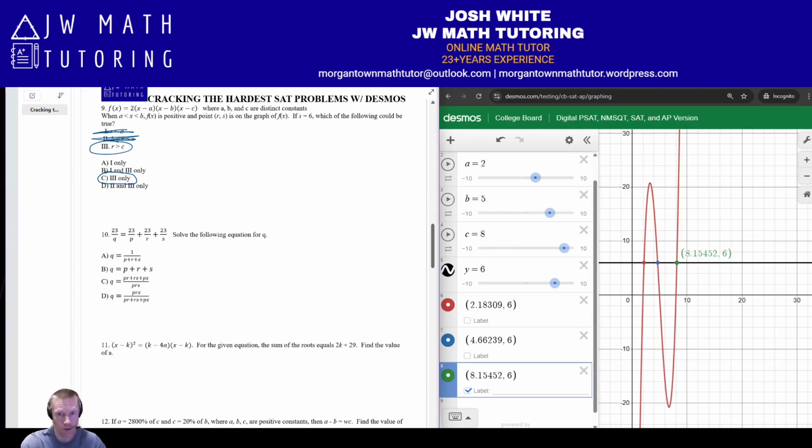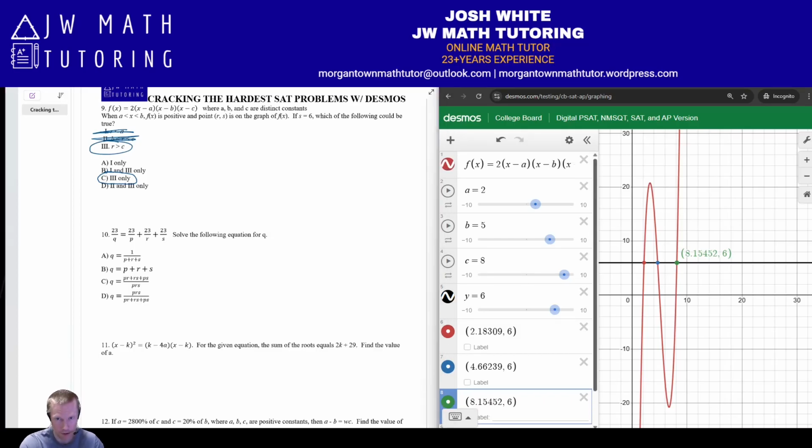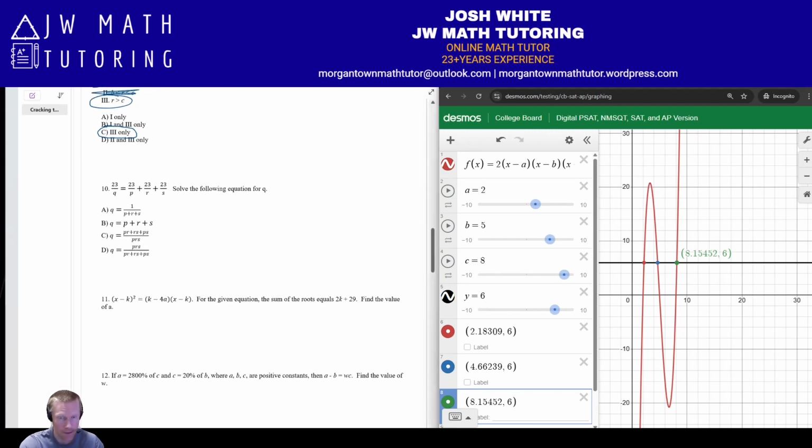Okay, and again, this is how you can do the entire thing in Desmos just by picking some numbers and graphing out the function and getting a visual idea of what's going on here.